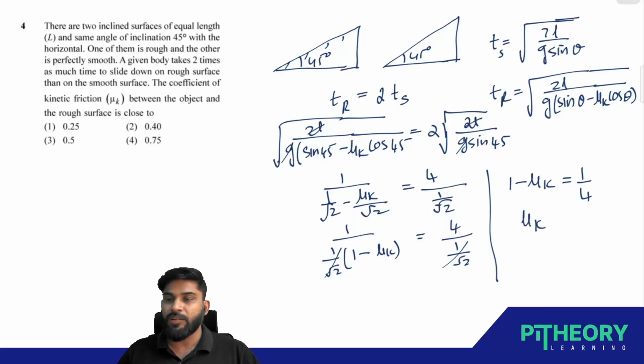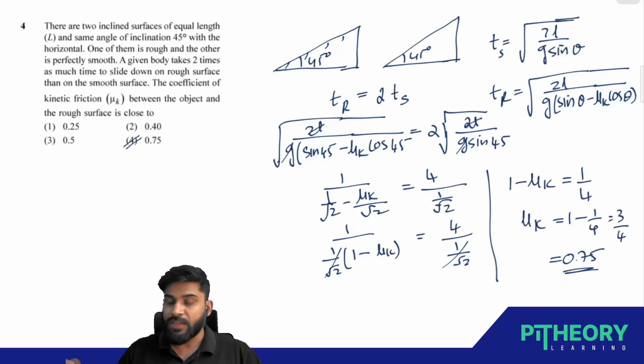So mu k I'm taking to the right hand side, 1 by 4 I'm bringing to the left hand side, right? So 1 minus 1 by 4, which is 3 by 4, is what you're going to get. Obviously 3 by 4 is nothing but 0.75. And that is the answer to this question.